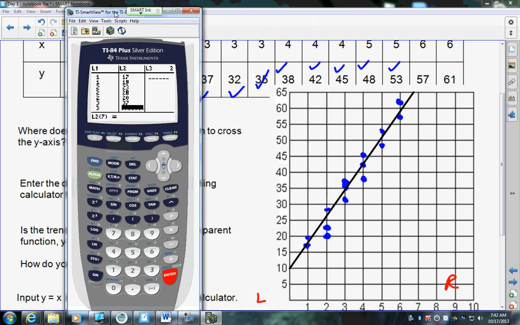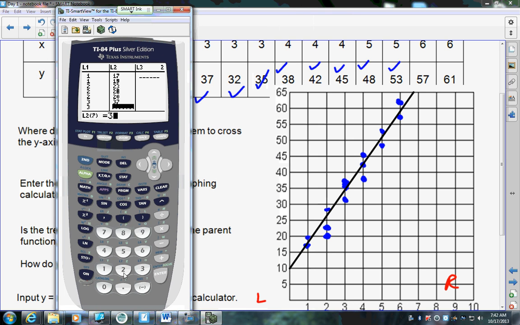Let me move my calculator over. 32, 35, 38, 42, 45, 48, 53, 57, and 61. Make sure in your calculator that the same amount of numbers are in L1 and in L2.